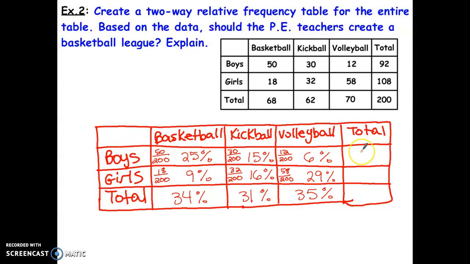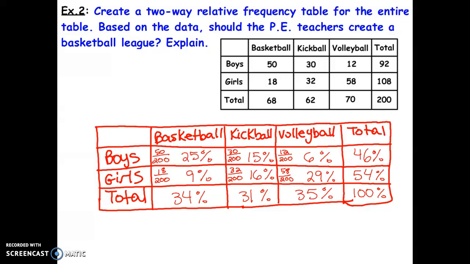Now let's look the other way. For the boys total, 25 plus 15 plus 6 is 46%. And then for the girls, 9 plus 16 plus 29 is 54%. So when we add each of these together, no matter what way, we should get 100% because 200 divided by 200 is just 1, which is 100%. So 46 plus 54 is 100%. And let's just check the other way. 34 plus 31 plus 35, that is also 100%. So we know that we've done our calculations correctly.